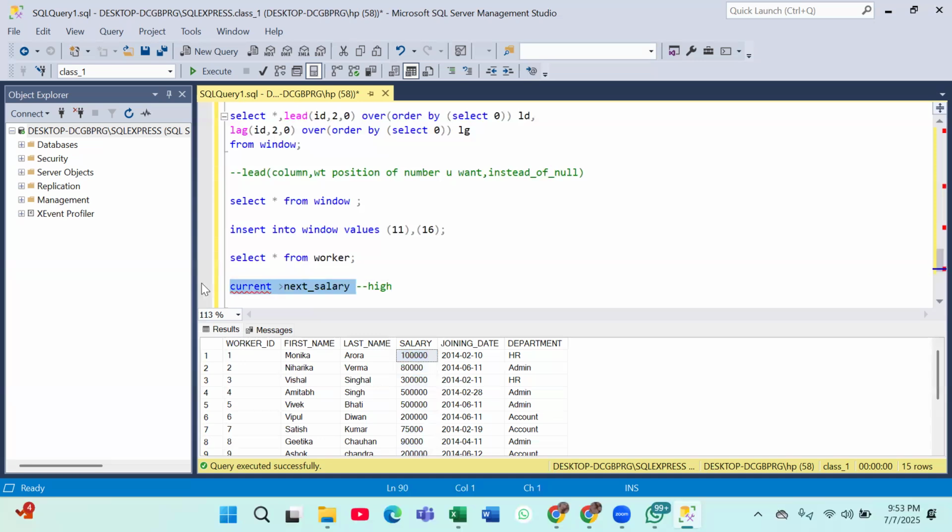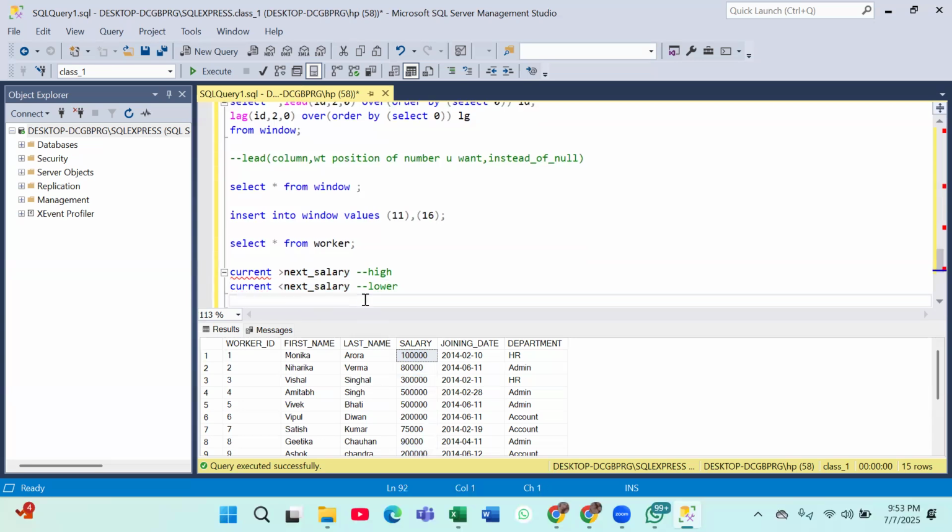If it is small, then you will give low. And at the end, the one that will be remaining will be same only. Current salary can be same as your next salary also, right? Then you can put it same. Is this clear with you guys? Is my question clear?